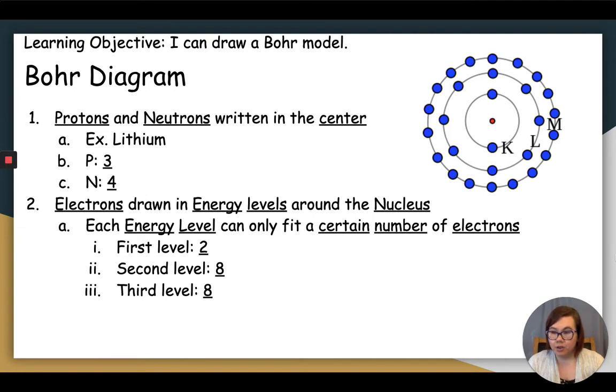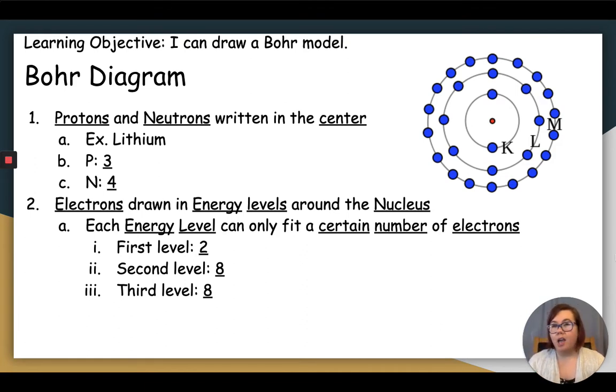Now the electrons are drawn in these energy levels around our nucleus. Each energy level can only fit a specific number of electrons. If you think about trying to form a circle around some kind of central person, the further out you get, the bigger that circle can get, right? More people could fit in the circle. Same sort of deal with our electrons.